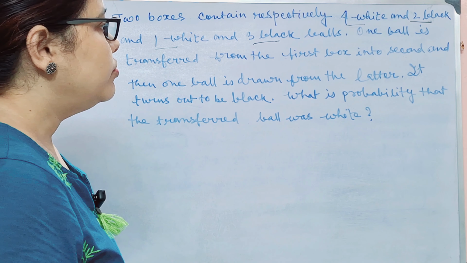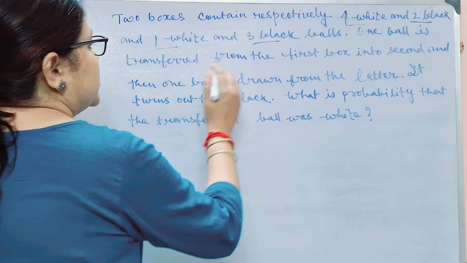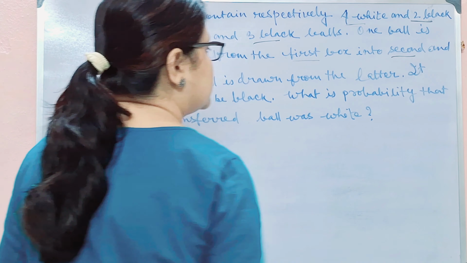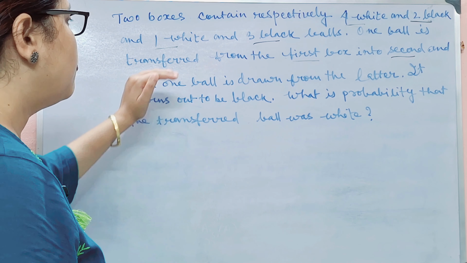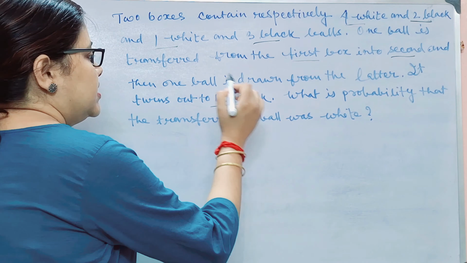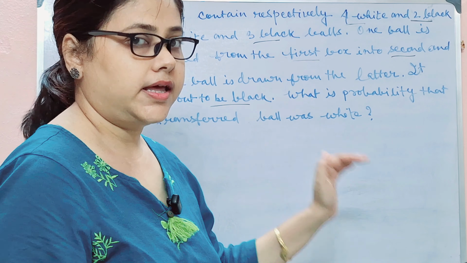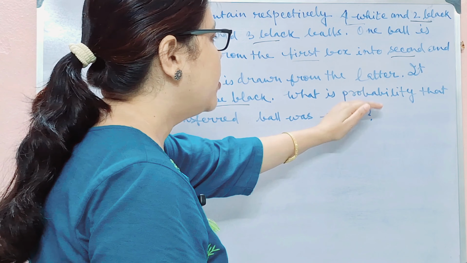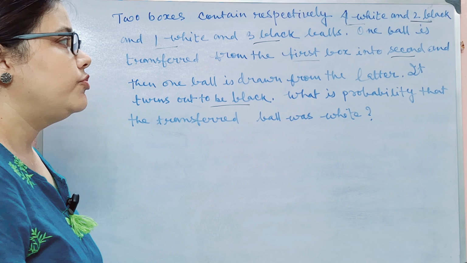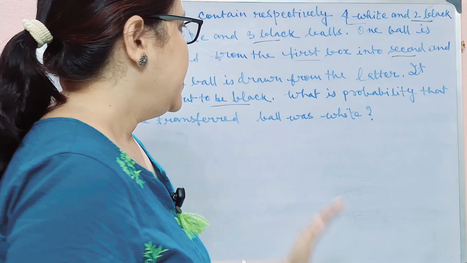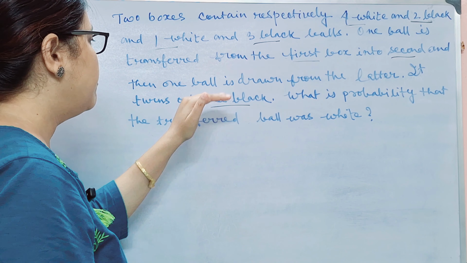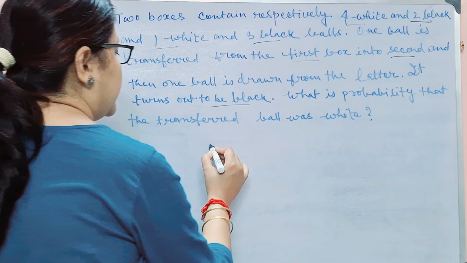So there are two events. The first event is one ball is transferred from the first box into second box, and the second event is one ball is drawn from the second box and it turns out to be black. This is the event A, that is the conditional probability. And what is the probability? That the transferred ball was white. So we will have to form A1, A2 and A. A is this, that is the ball drawn from the second box is black. This is the event A.